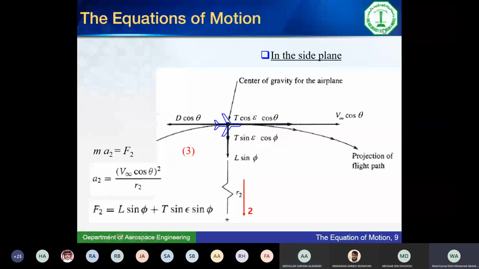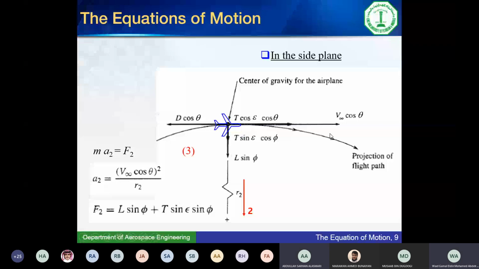Yes. Now, which component are you talking about, the forward one or the lateral one? It's the T sine epsilon cosine theta or cosine phi. Sorry, phi, cosine phi. You are talking about this. Okay. What about it? Should it just be T sine phi? It's enough because it's in the y direction.